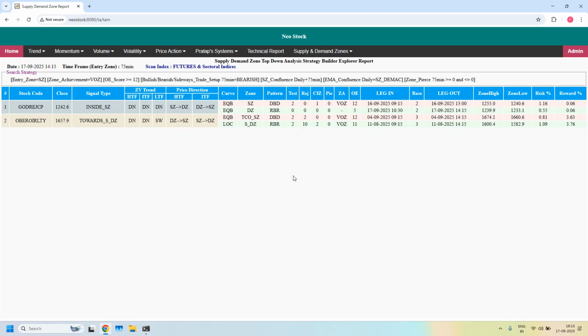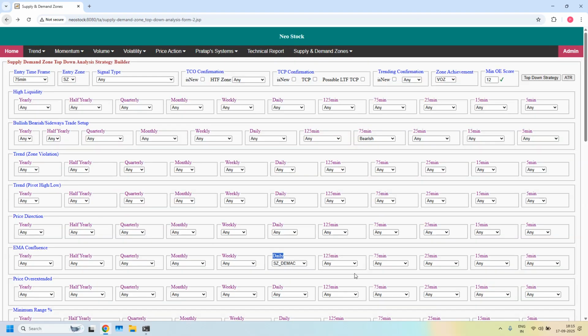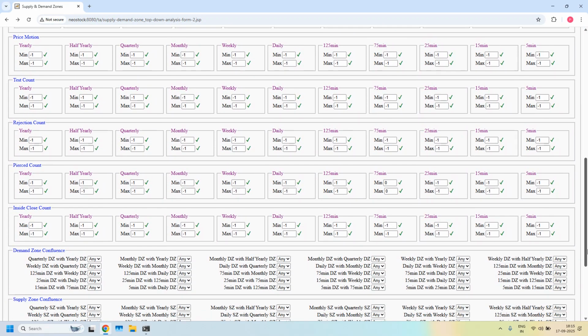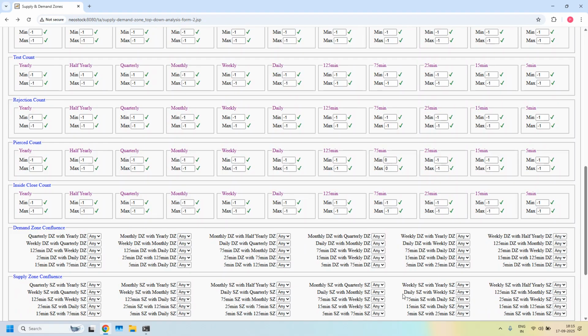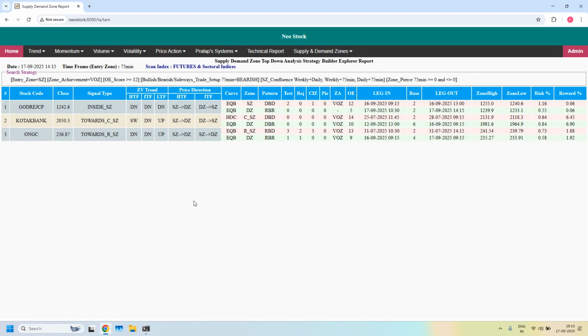Okay, next let us look into LTF, ITF, HTF supply zone confluence and then HTF EMA confluence. Removing ITF EMA filter. Supply zone confluence, I am setting 3 filters. First filter is already enabled, 75 and daily. Next 75 and weekly, daily and weekly supply zone confluence. With all the 3 filters, we got 3 stocks. In these 3 stocks, these 3 75-minute supply zones are overlapped with daily supply zone. Both together again overlapped with weekly supply zone. And weekly trend is a downtrend in 2 stocks.